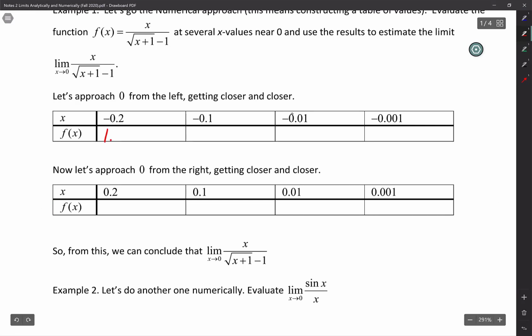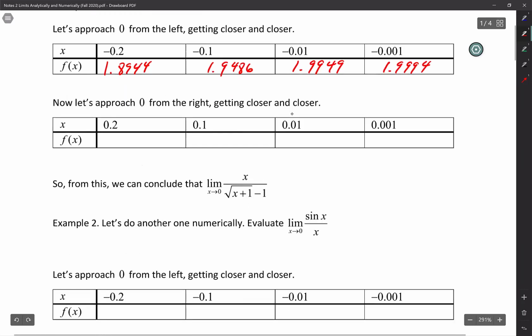This was 1.8944, and then this was 1.9486, and then this was 1.9949, and then this was 1.9994. Truncated? Okay.